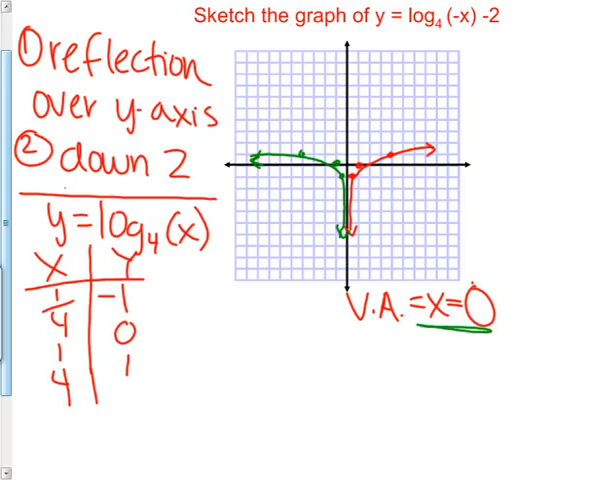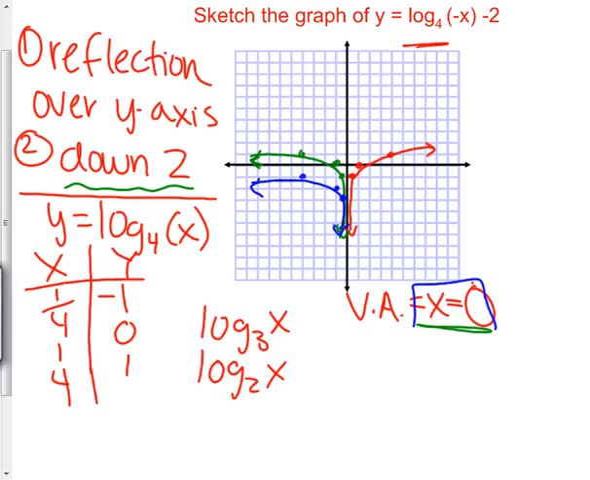And then the last thing we have to do is we have to take each of our points down 2. So 1, 2. 1, 2. And then draw the line. Okay, so what is our final vertical asymptote? X equals 0, yes. Any questions on that?